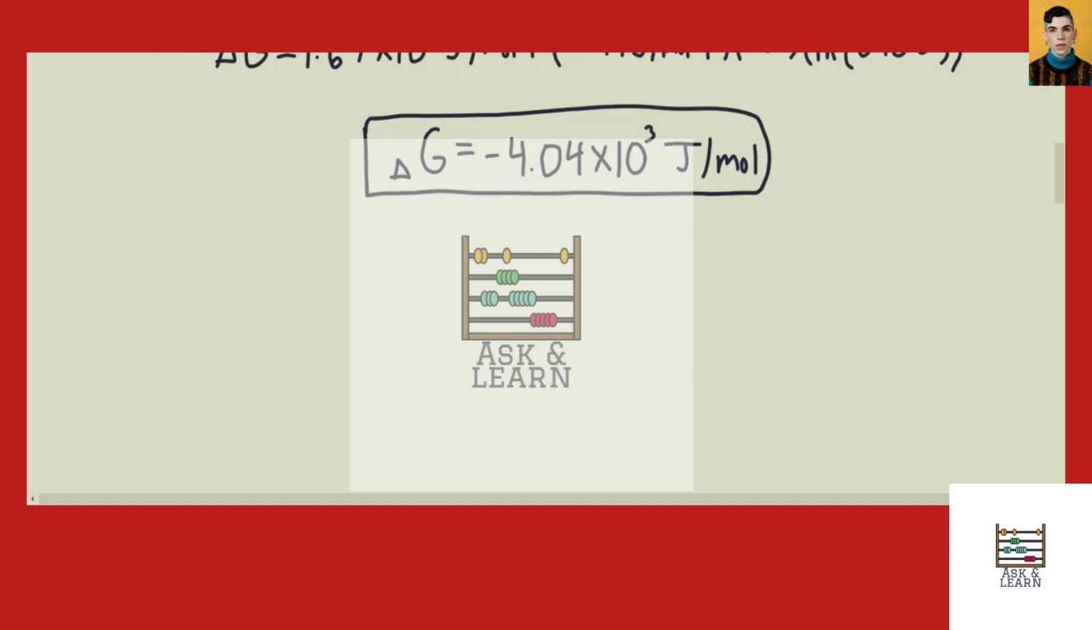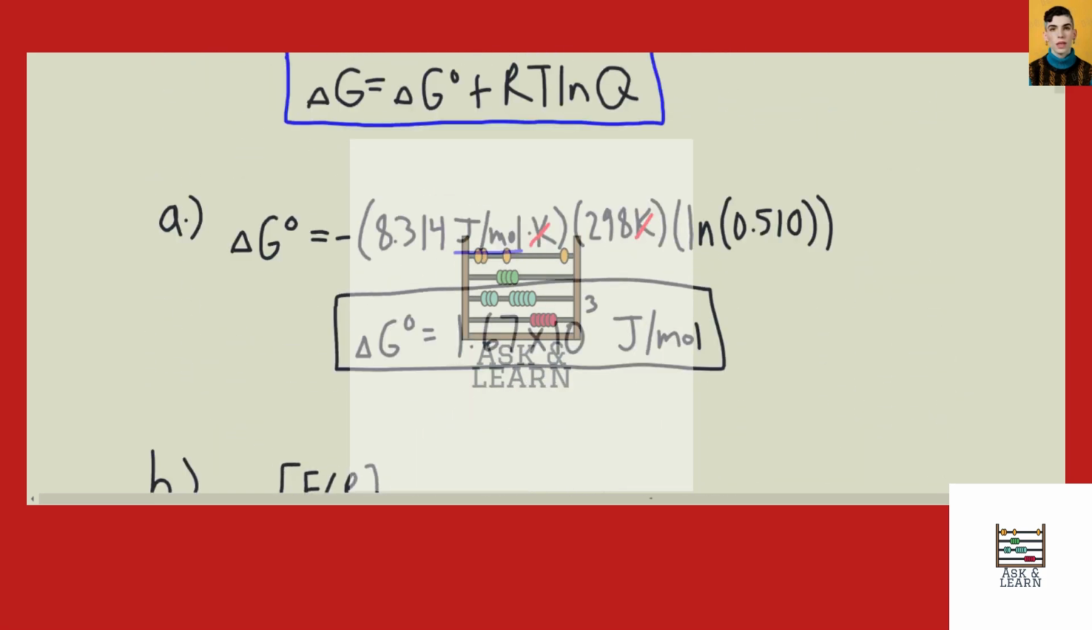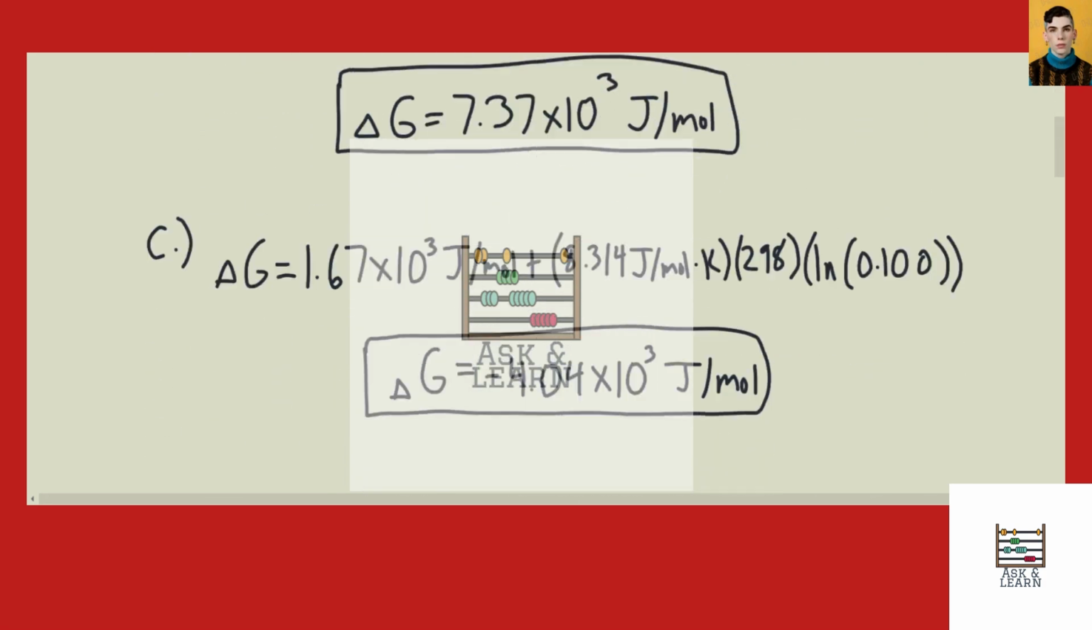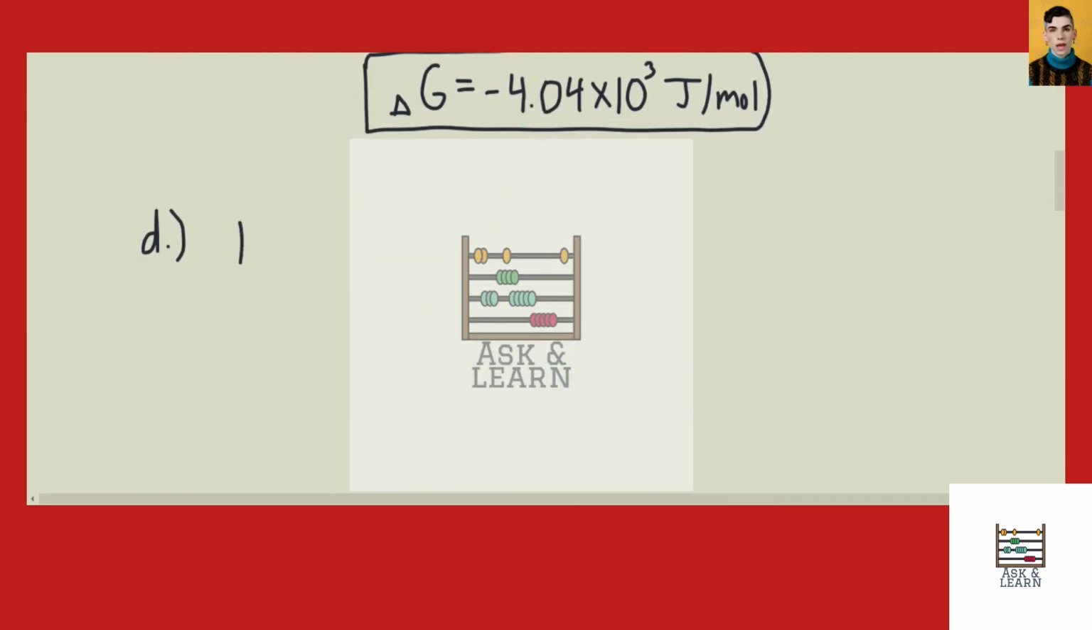And in part D, this time we are told what delta G is at non-standard conditions. And we want to know what Q is. So we can rearrange that equation this time in order to solve for Q. When we do that, we see that ln of Q is equal to delta G at non-standard conditions, which is what we were given, minus delta G at standard conditions, which is what we solved for in part A, divided by RT.